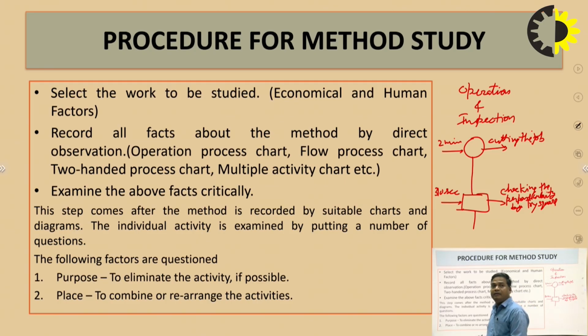And then we are having the flow process chart. In the flow process chart, we are using all 5 types of symbols: operation, inspection, transportation, delay, and storage. Now we can also have the case where we are combining different symbols, meaning we can combine operation and inspection simultaneously. We can combine the inspection and transportation symbols simultaneously.